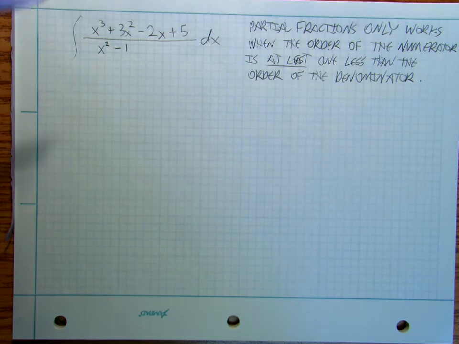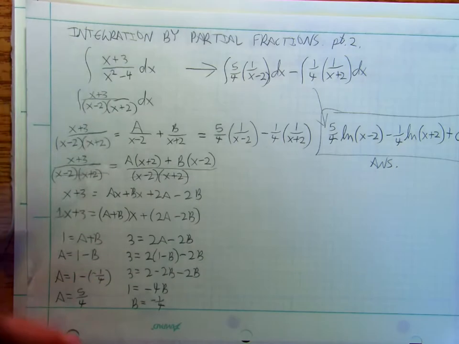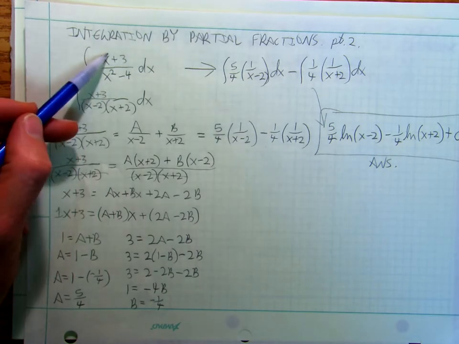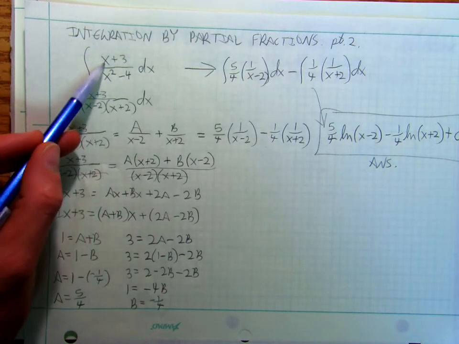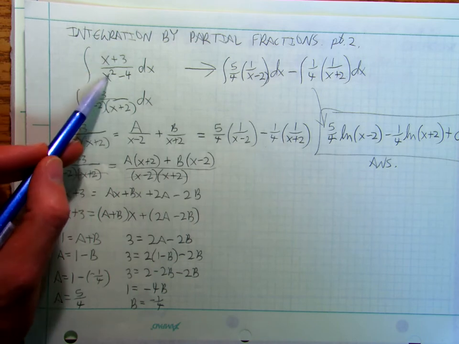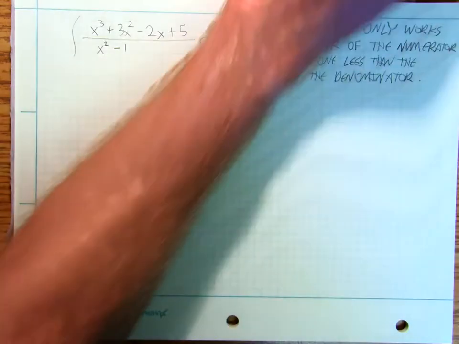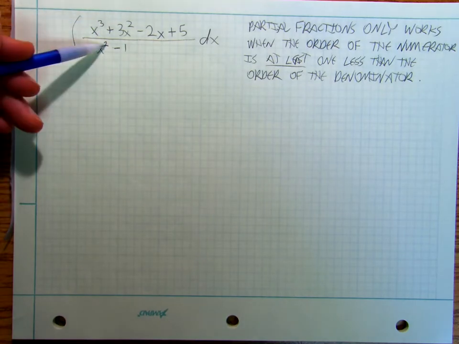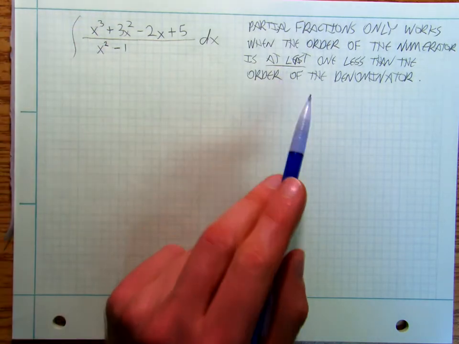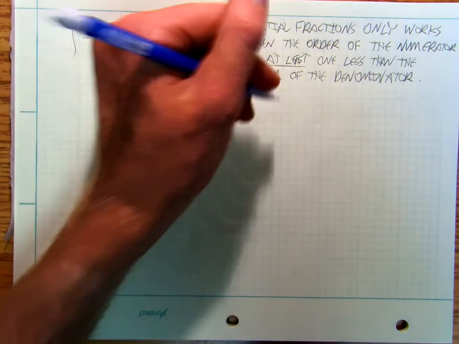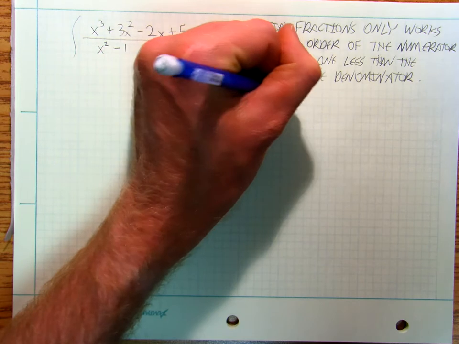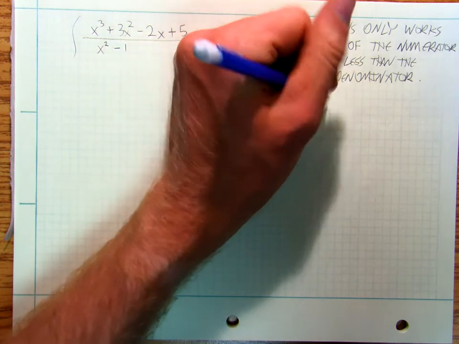Okay, in this one I've got an x squared on the bottom and an x cubed on the top. So the order of the numerator is greater than the order of the denominator. I've got a 3 on top and a 2 on the bottom, so I can't use partial fractions just yet. So start with long division.